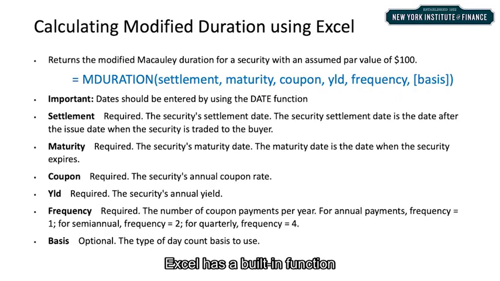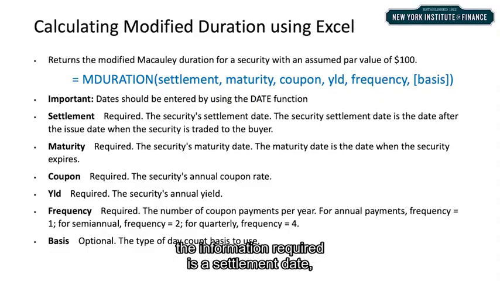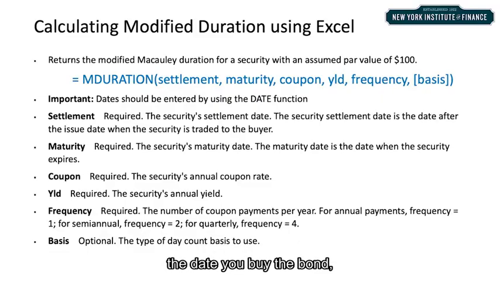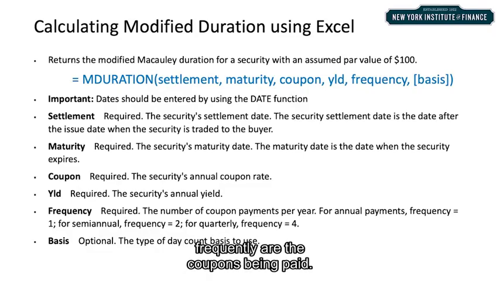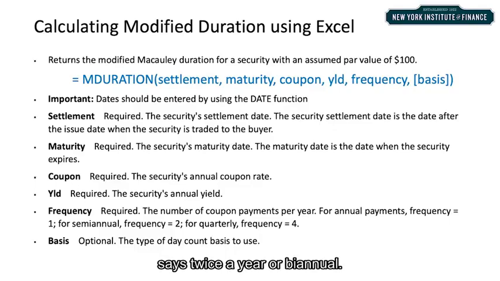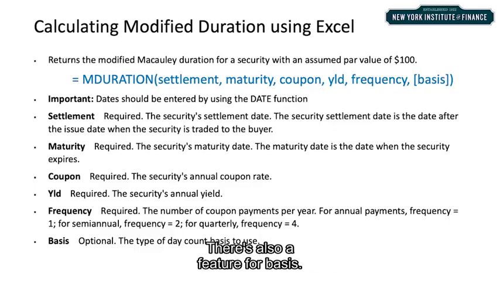Excel has a built-in function to calculate modified duration. The information required is the settlement date, the date you buy the bond, the maturity date, the coupon and the yield to maturity, and how frequently the coupons are being paid. So for most government and corporate bonds, that's twice a year, or biannual. There's also a feature for basis, so if a bond has an unusual day count convention, you can also add in that information.